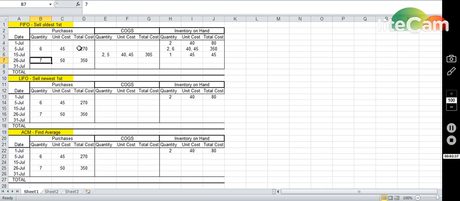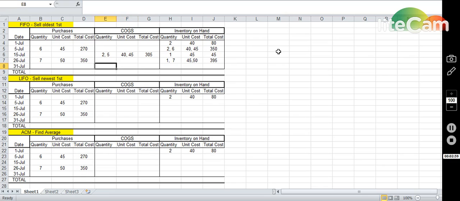On July 26th, we're going to purchase 7 for $50. So I'm going to add that 7 to my inventory on hand. So now I have 1 for $45 and 7 for $50. So I'll have my 45 plus the 350 there.